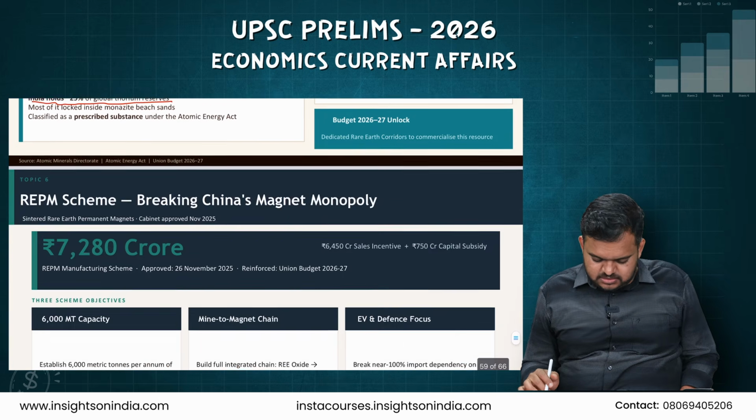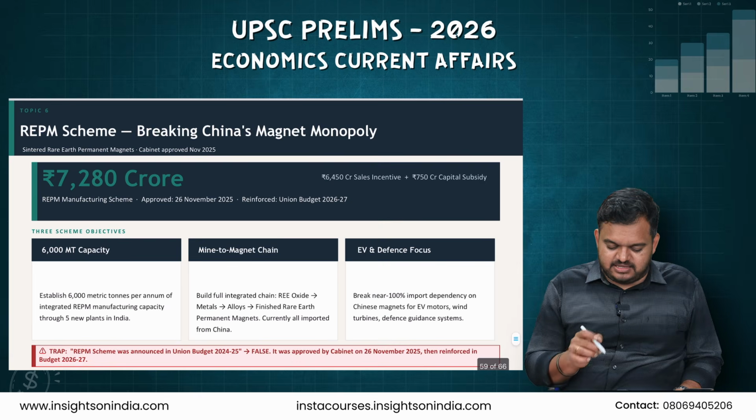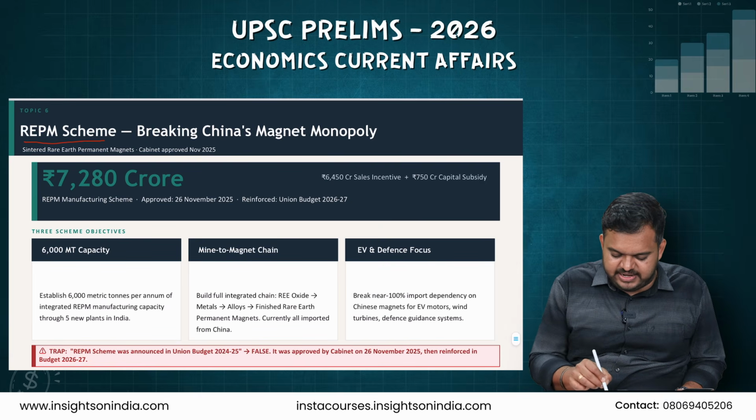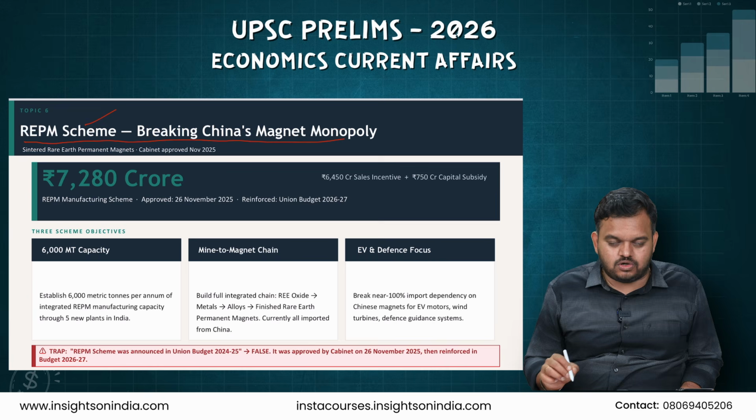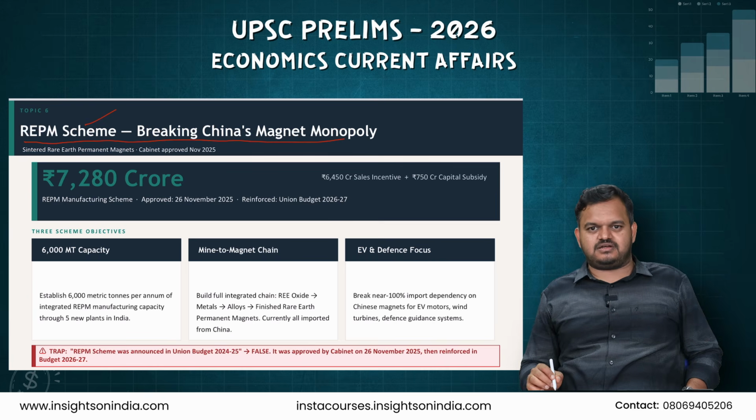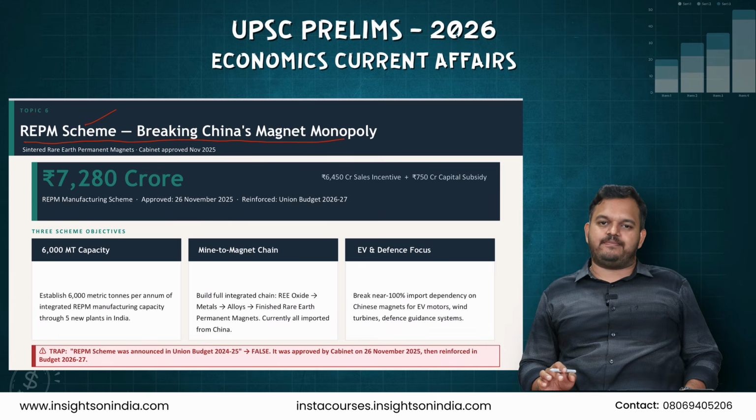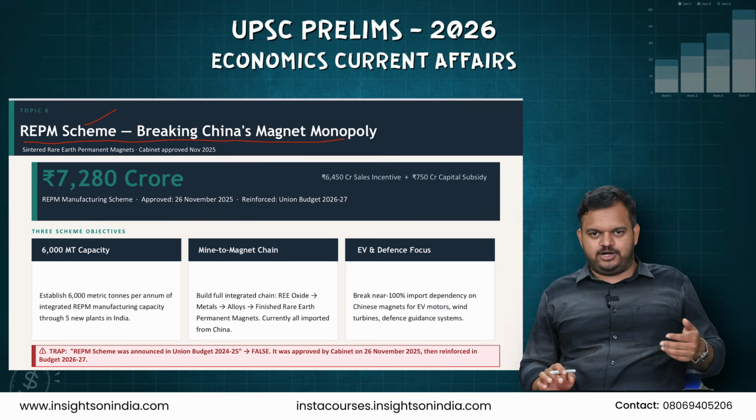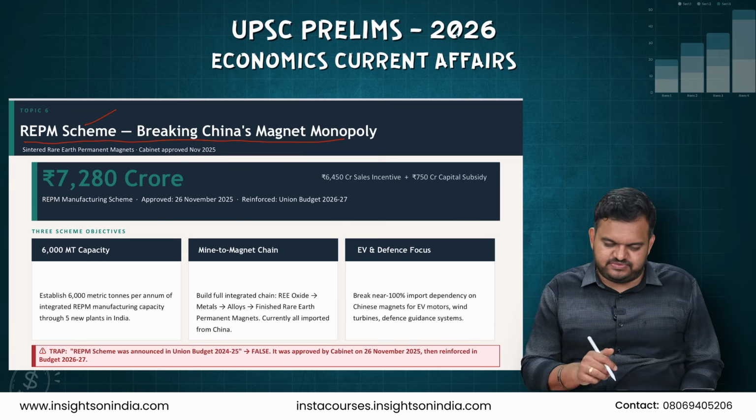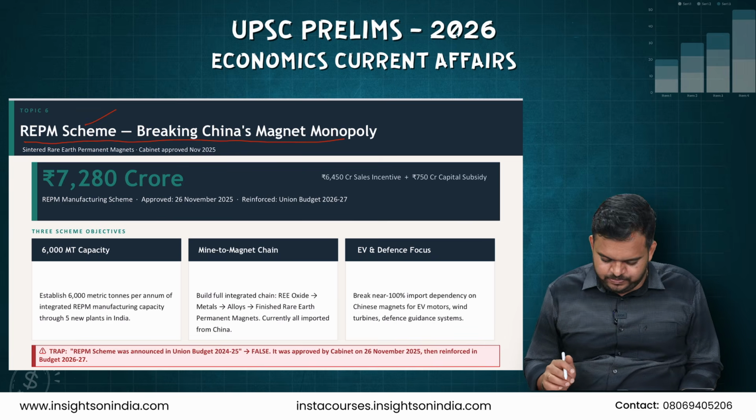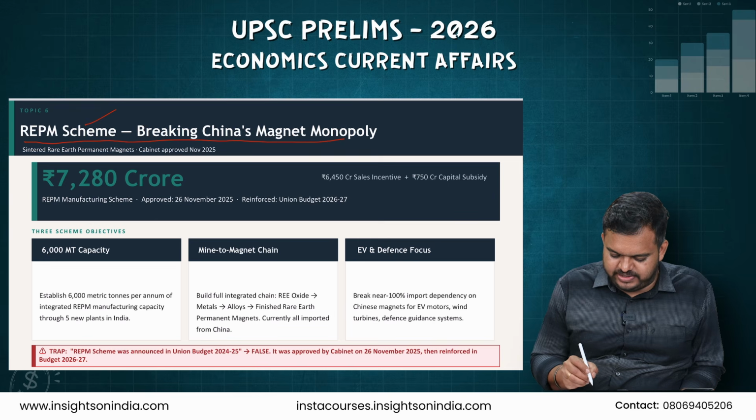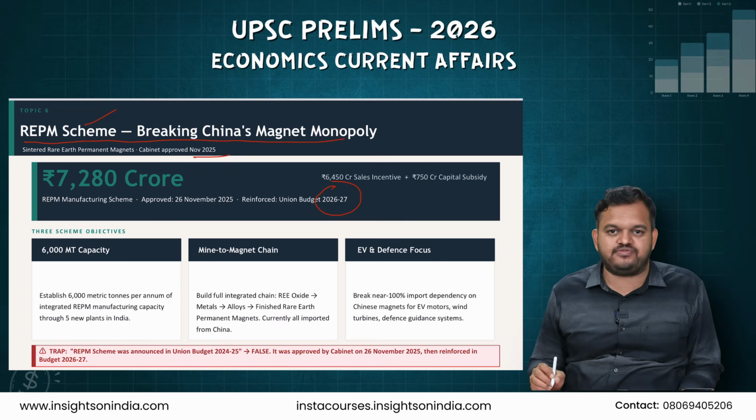Right. That's all. Following that, we have something called the rare earth permanent magnet scheme. So now we have the rare earth corridor. We are exploring and mining them. But what about boosting the manufacturing of permanent magnets? We need to manufacture them as well, right? So that is why the REPM scheme has been introduced. It was approved by the cabinet earlier, but the amount allocated in the budget 26-27 is why it can be an important one.